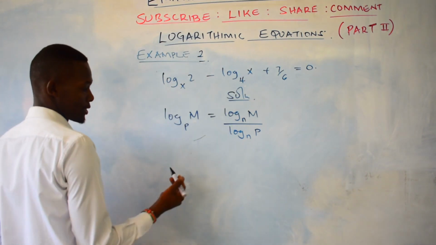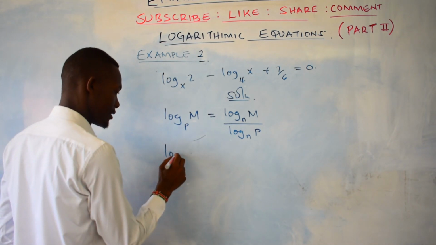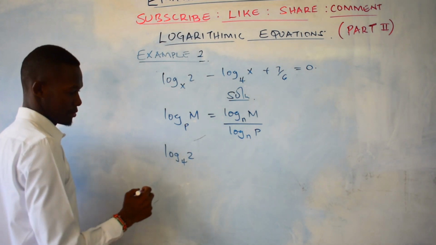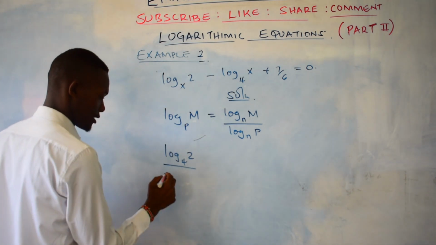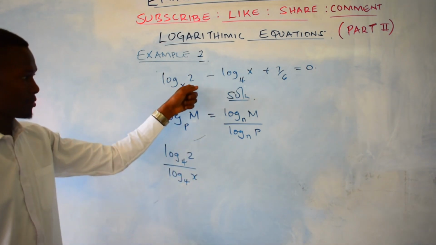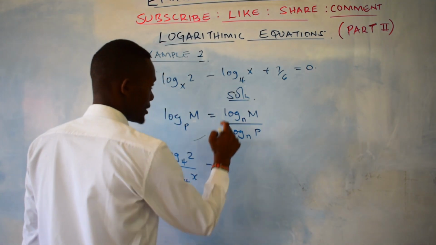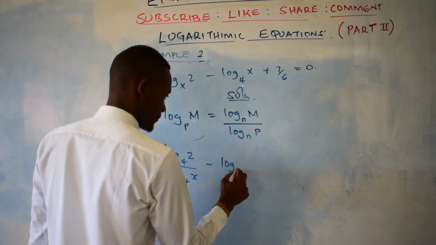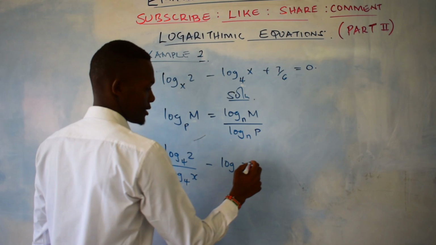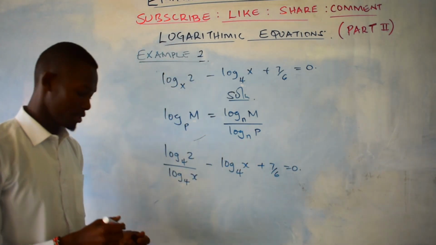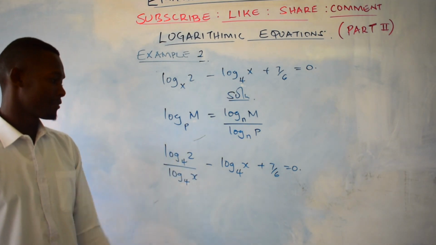So we start with the first one. So we shall have log to base 4 of 2, over log to base 4 of x. We have that. Then minus, this one is already to base 4, so we don't change it, log to base 4 of x, plus 7 over 6 equals 0. So we have that.